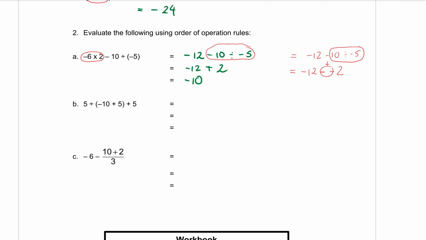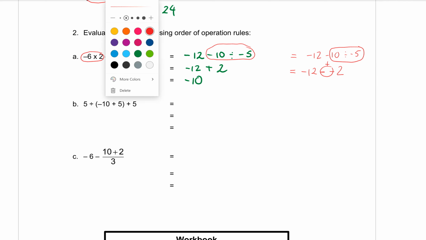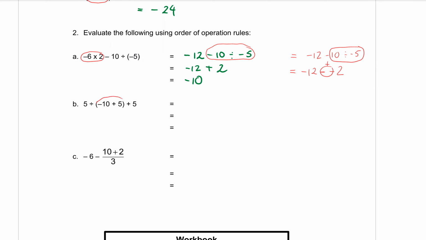Part B. We do have brackets for this one, so that's where we're going to start. Circle the brackets. I'm going to have the 5 out the front. Then I have a divide sign. The minus 10 plus 5 is the only thing that I'm going to work out. It is an addition, so it's a number line question.